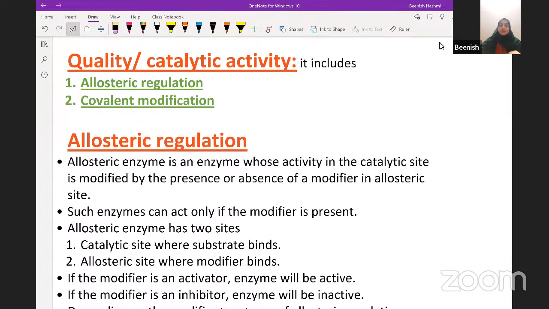Now, talking about the quality or the catalytic activity, it includes allosteric regulation and covalent modification. So allosteric regulation is very, very important for your short notes, for your long answer questions. Apart from that, it is important for understanding the regulation mechanism of various metabolic pathways, for their inhibition, activation of the key regulatory enzymes and everything. It is important directly and also in a flight form.